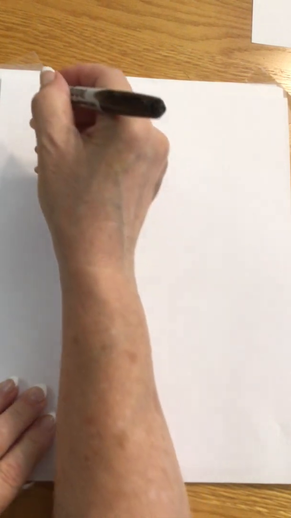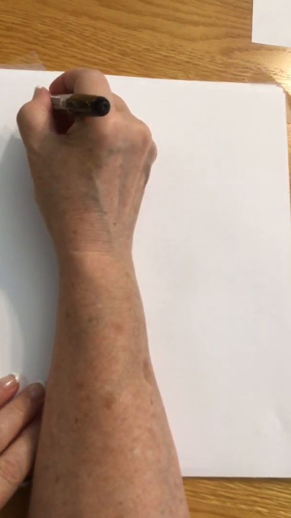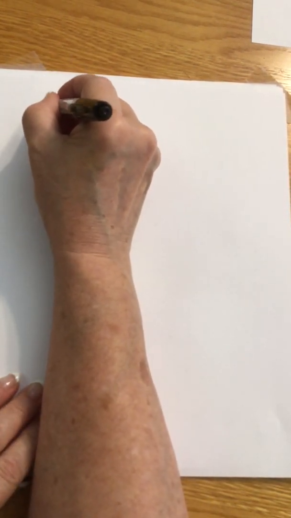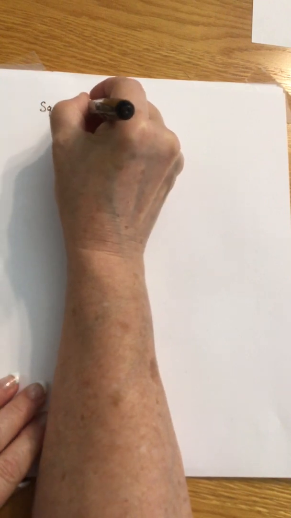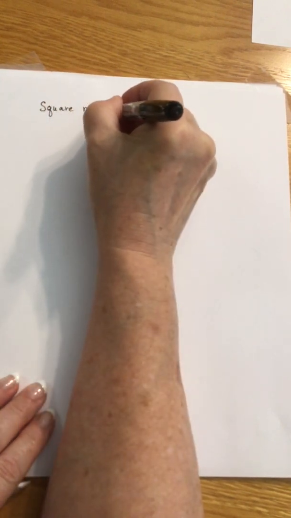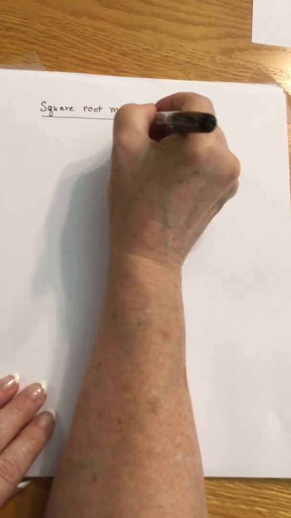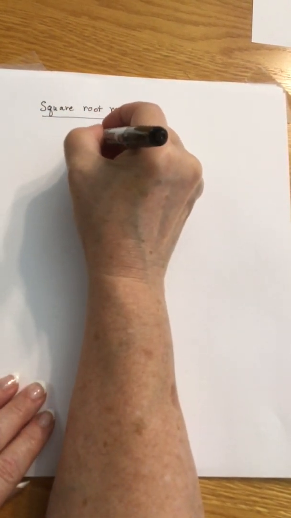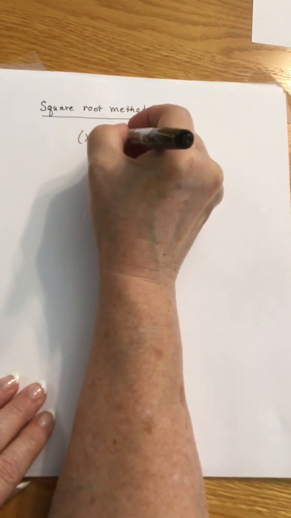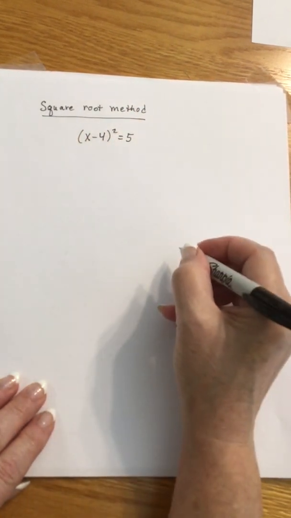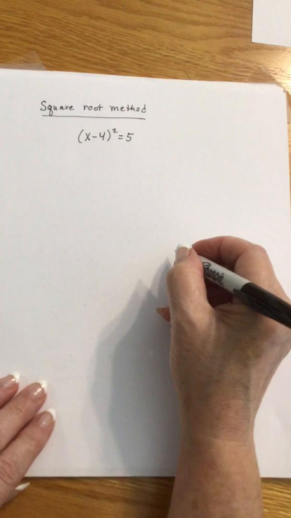So again, we're going to do a quadratic, but a different form of a quadratic. This one is going to be solved by the square root method. So we have x minus 4 squared equals 5. So we have a quadratic because we've got a squared term.